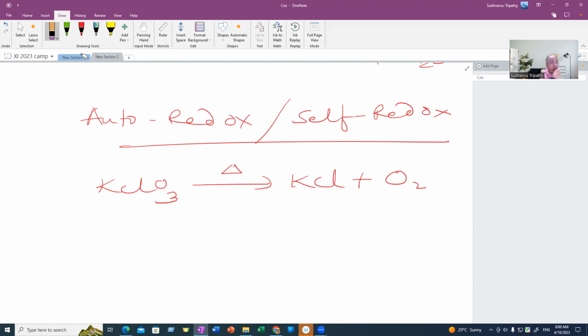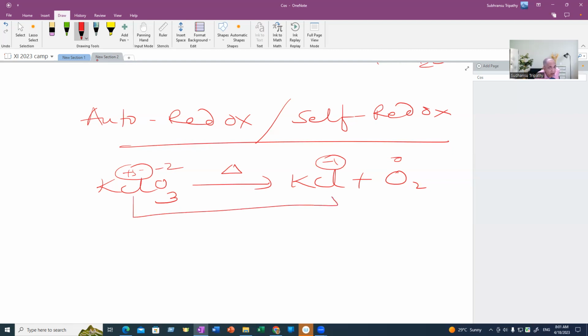Mr. Krishna Amlan said, sir, oxygen goes from -2 to 0. Very good. And chlorine goes from +5 to -1. Precisely, chlorine is +5 in potassium chlorate, which you find out by the X method, and here it is -1. So see, the difference between a disproportionation reaction and this reaction is that there are two elements.